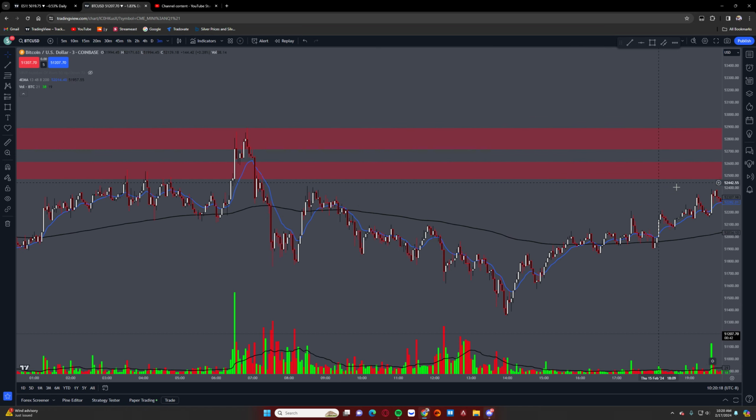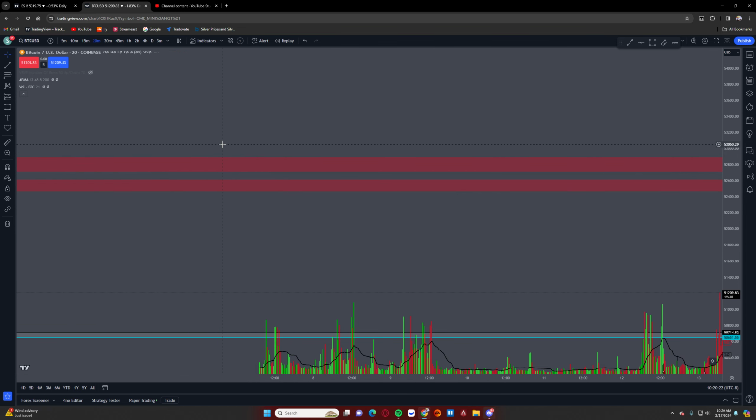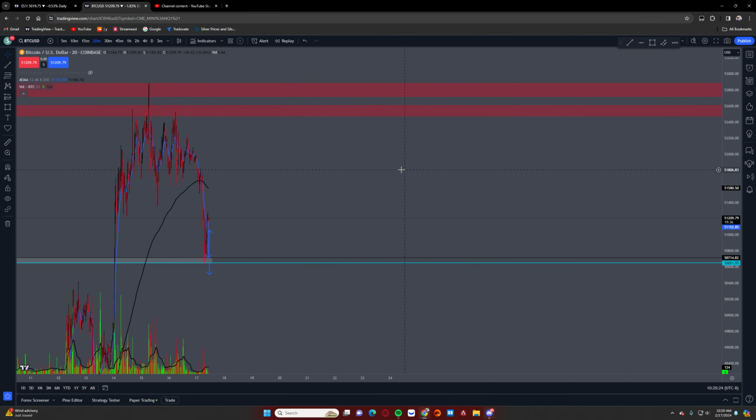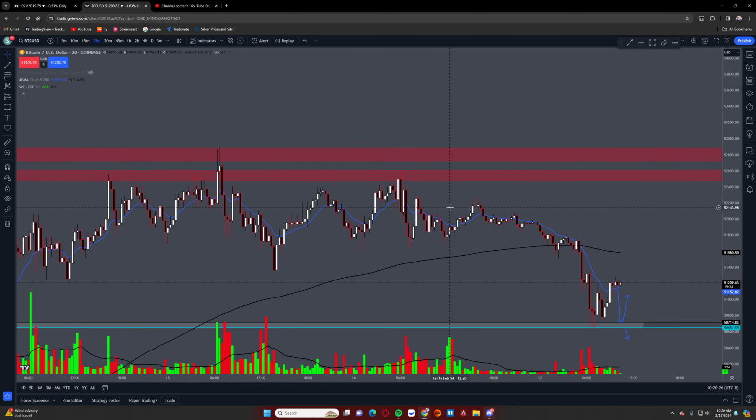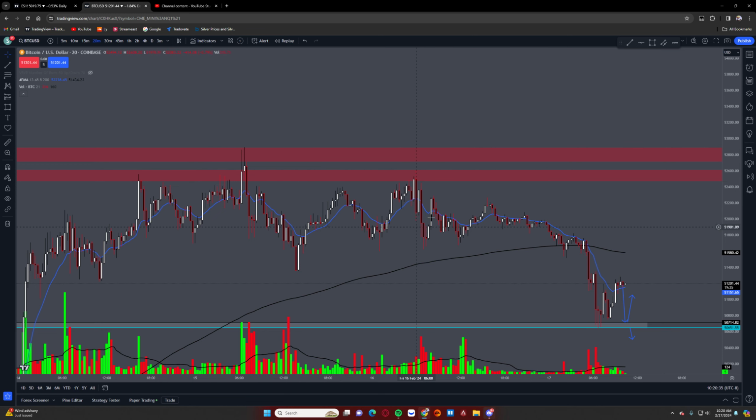So yeah, you kind of could double up on these zones, but I would only be looking to play one, to be honest. If I had to choose one, it would probably be this top one, just because it looks stronger to me and it is higher in price, so it's more likely to reject because we will probably be getting farther away from these EMAs, and it's just more confluence to play the downside.